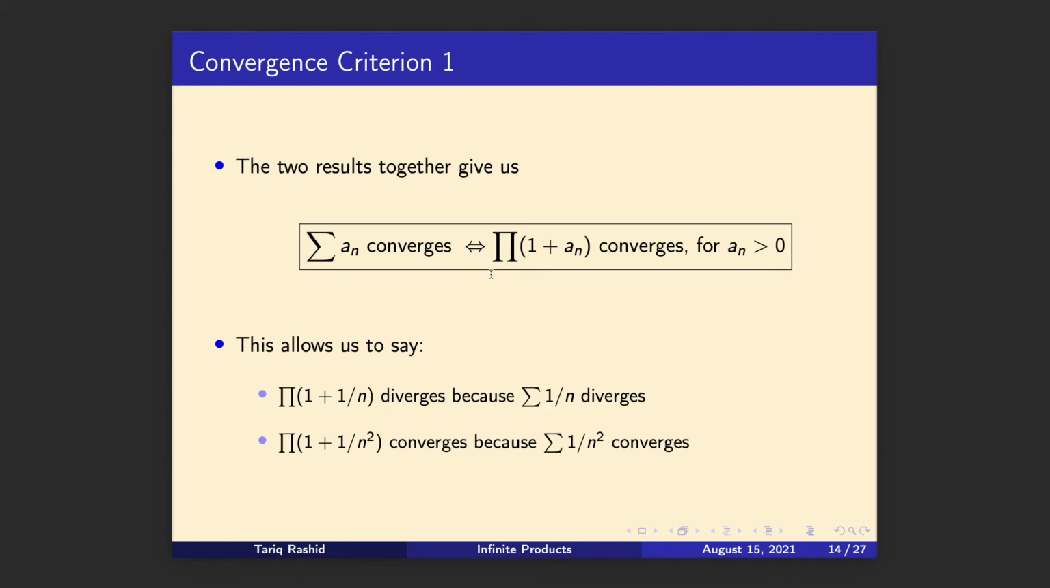So we can use this to say that the product of 1 plus 1 over n diverges, because we know the harmonic series diverges. We can say this other product converges because the sum of 1 over n squared, the Basel problem, converges. That's a nice way of looking at these products and spotting whether they converge or diverge. That's really, really handy. So that's the first convergence criterion that we found, but it's only for real values of an more than 0. Eventually we want to come up with a result for complex an, so we'll get there.